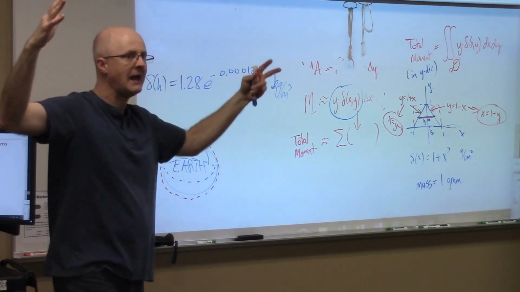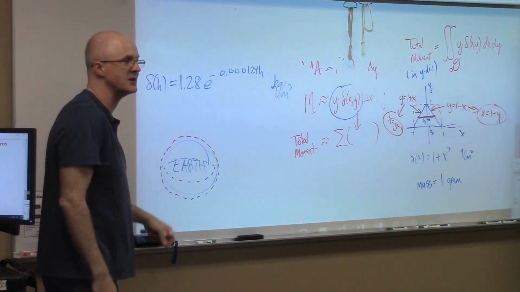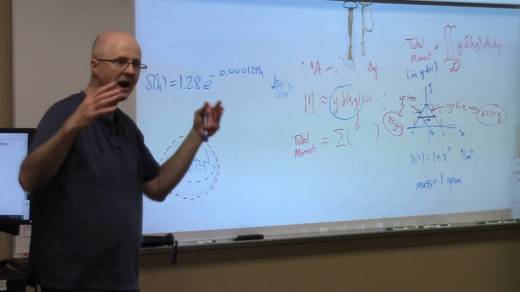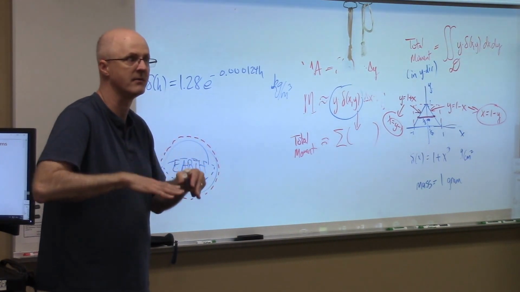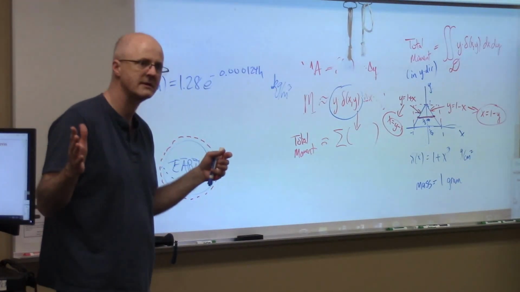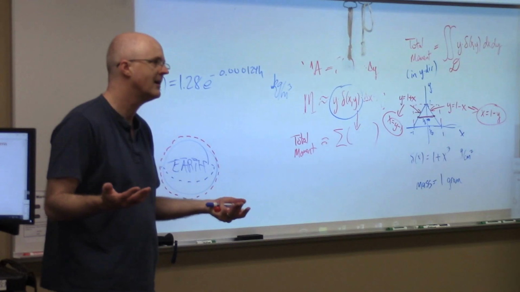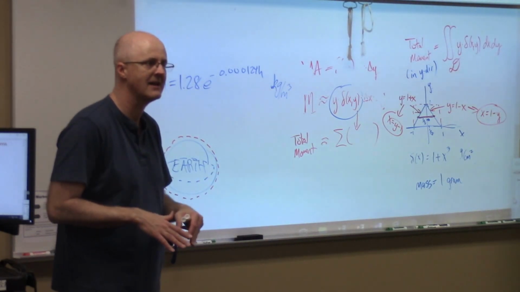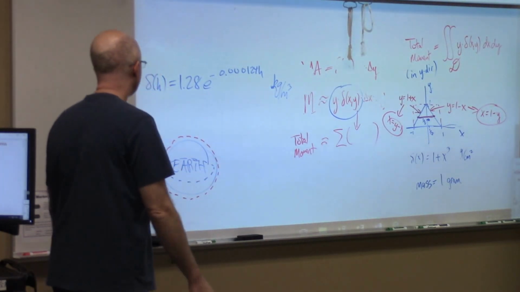Why am I slicing it that way? Because this function depends on H. The density is approximately constant at constant heights above the surface of the Earth. I'm sure it's not perfect. There's weather to deal with too, high pressure to low pressure, that kind of thing. It's just an approximation.